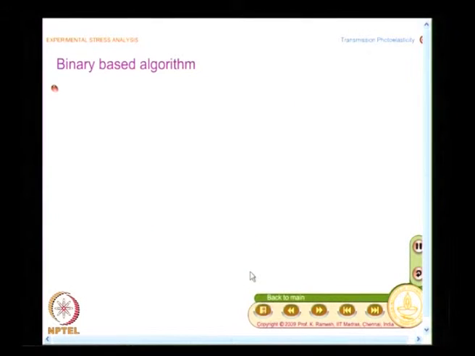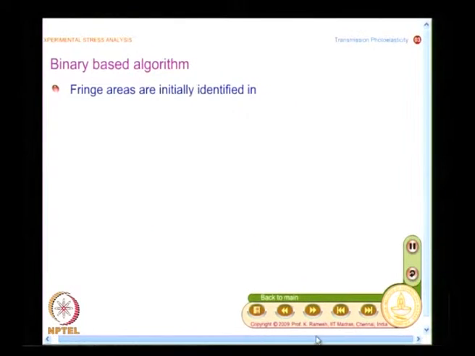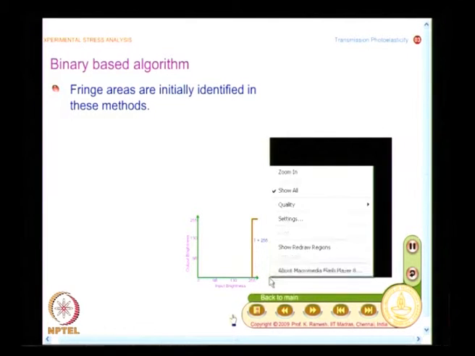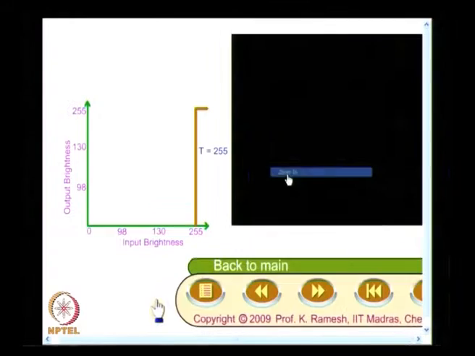How do we find out the fringe areas? When a pattern is given, how do you identify this is a fringe and this is a non-fringe area? Suppose I call the fringes the black contours; I should identify the black contours. There is a very simple method, known in image processing literature as thresholding.